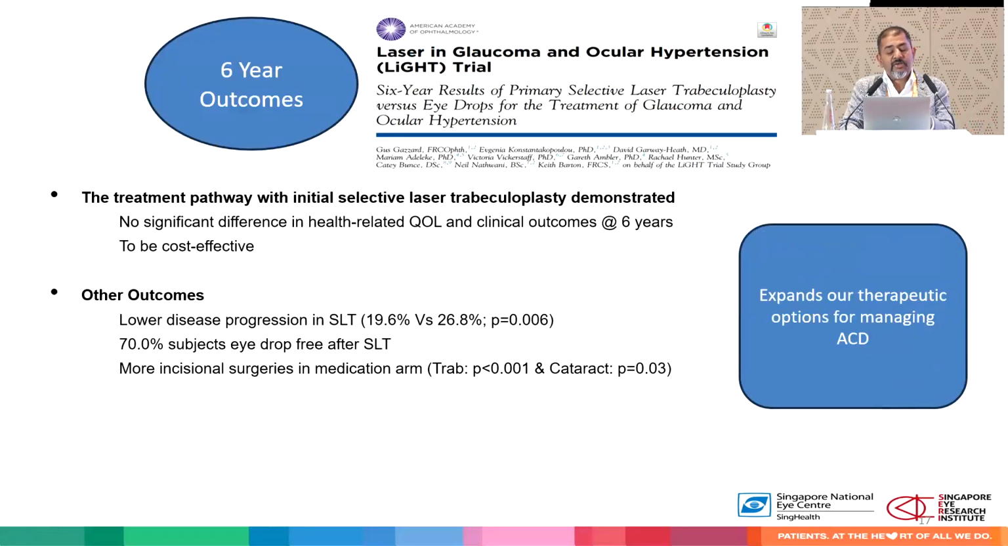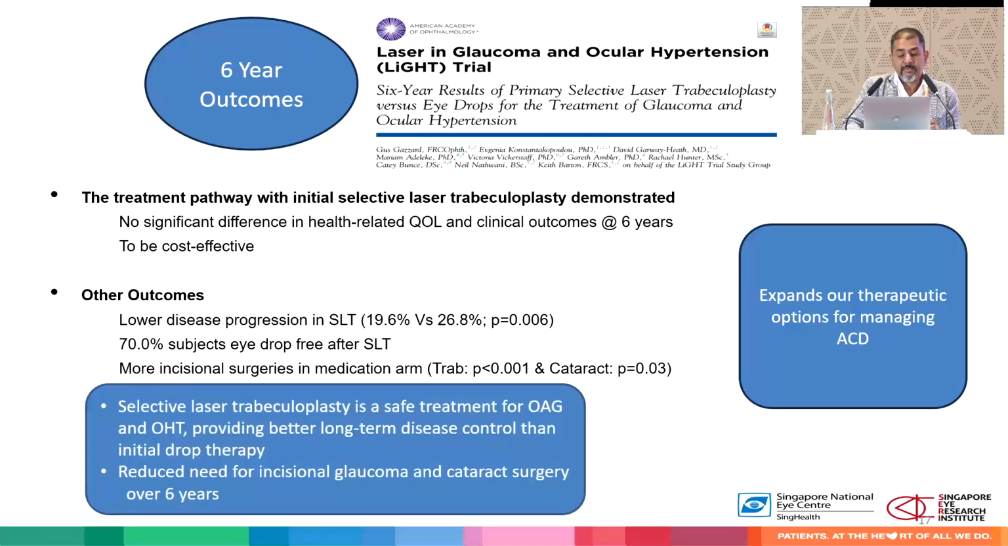The 6-year outcomes of the LIGHT trial are rather positive, wherein they noted lower disease progression in SLT, 70% of the subjects were drop-free after SLT, and more incisional surgeries were required in the medication arm. This could be similarly applied to our management of angle closure disease.